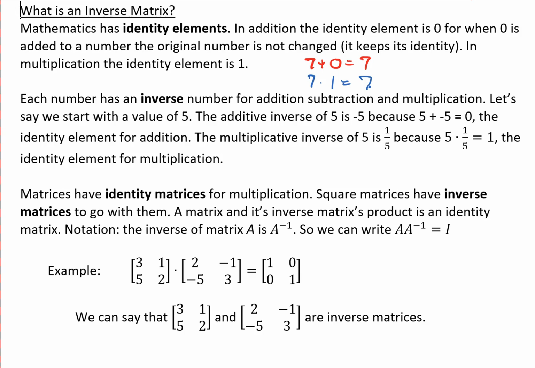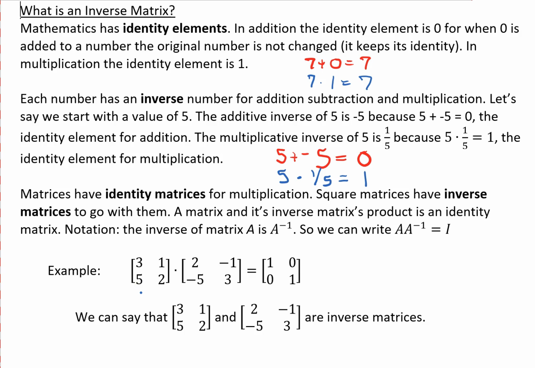Each number has an inverse number for addition, subtraction, and multiplication. Let's say we start with the value of 5. If I start with 5, the additive inverse of 5 is negative 5, because when they're added together, you get 0, the identity element of addition. With multiplication, 5 is multiplied with 1/5. 1/5 is the multiplicative inverse of 5, because when you multiply together, you get 1, the identity element for multiplication.